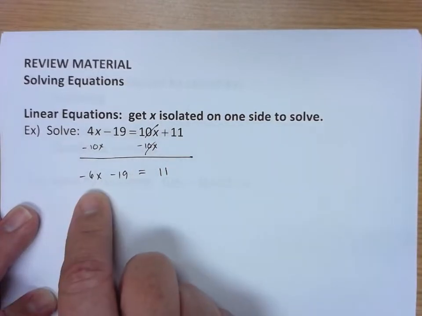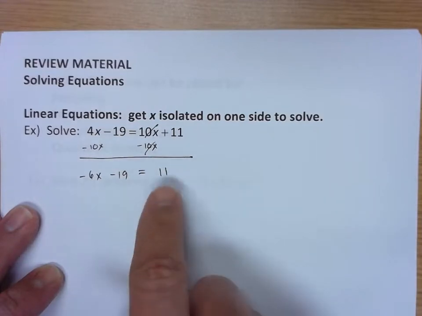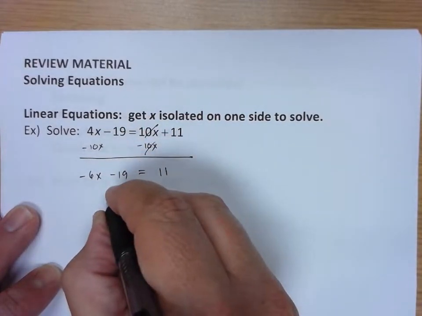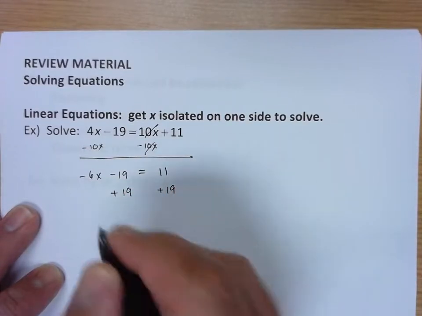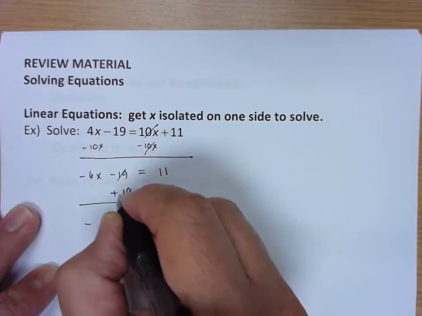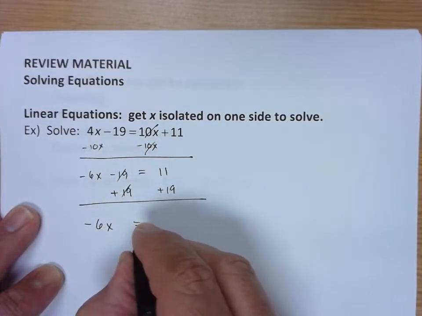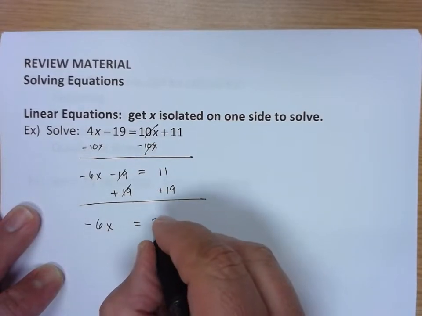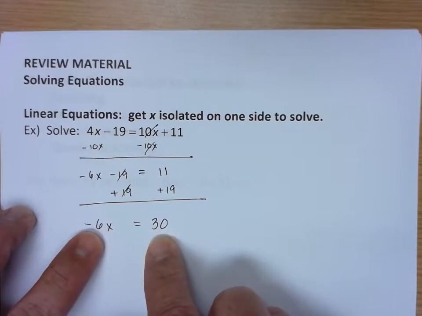So you do have all the x terms on the left. Now you're going to get the constant terms over here on the right. So you balance that out by adding the 19 to both sides. And that cancels the 19s out here, leaves you with negative 6x on the left equals 30 on the right. And now you're almost done solving for x.